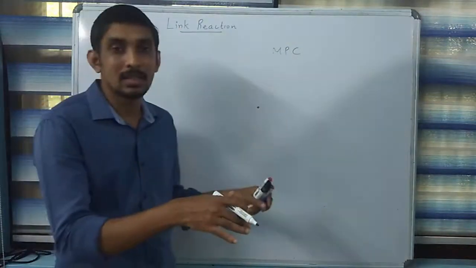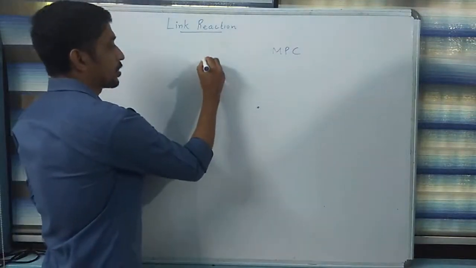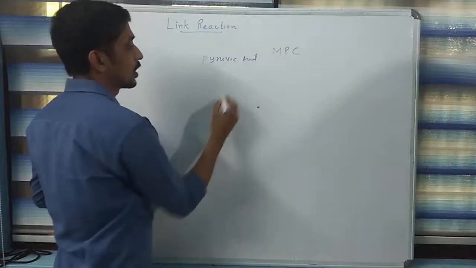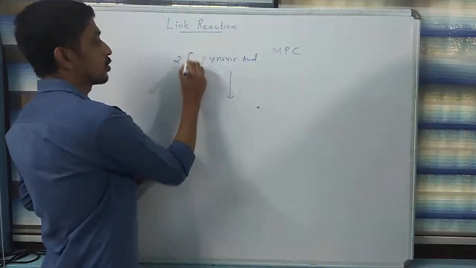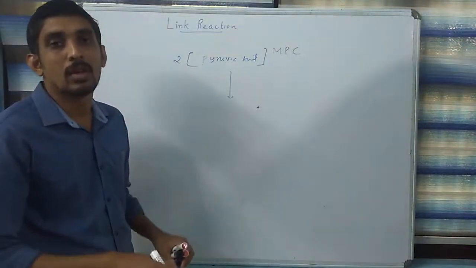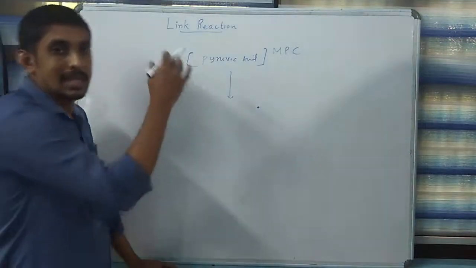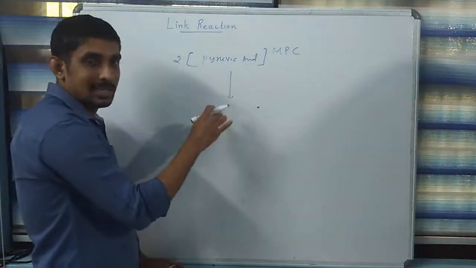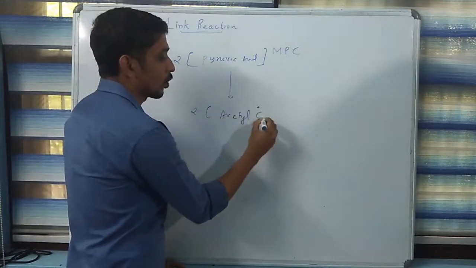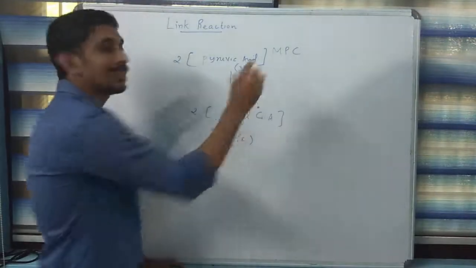From there, that pyruvate or pyruvic acid is converted. We know that two pyruvic acid are created within the cytoplasm during the glycolysis of one glucose molecule. So those two molecules of pyruvic acid are then converted into two molecules of acetyl coenzyme A. It is a 2-carbon compound, and like that, pyruvic acid is a 3-carbon compound.